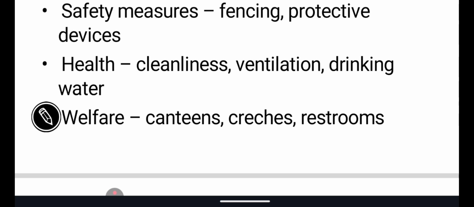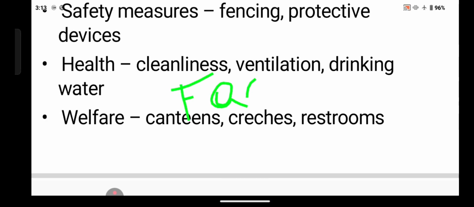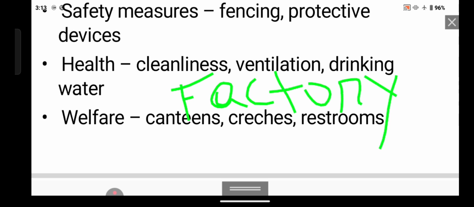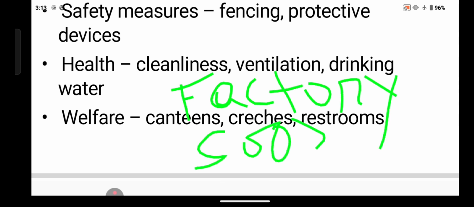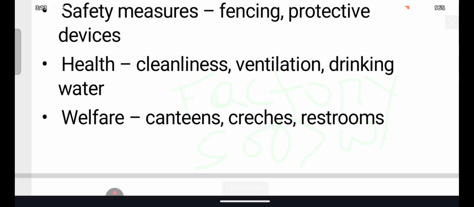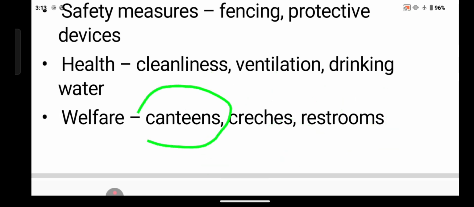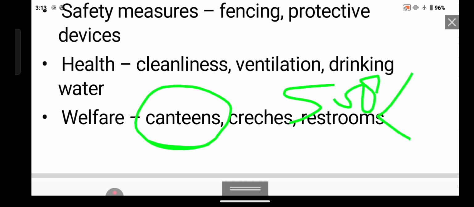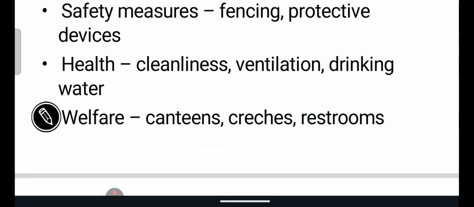Welfare, canteens. I'm not saying canteens are not important, but not every factory needs one. There are some rules that have been made. If the factory has more than 500 workers, then it should have canteens. If it has less than 500, there is no need for canteens. It is not necessary, but if a factory wants to, it can have one.